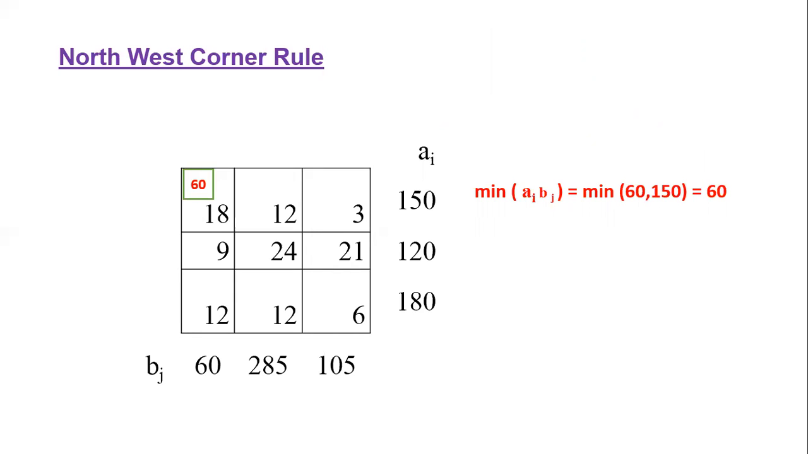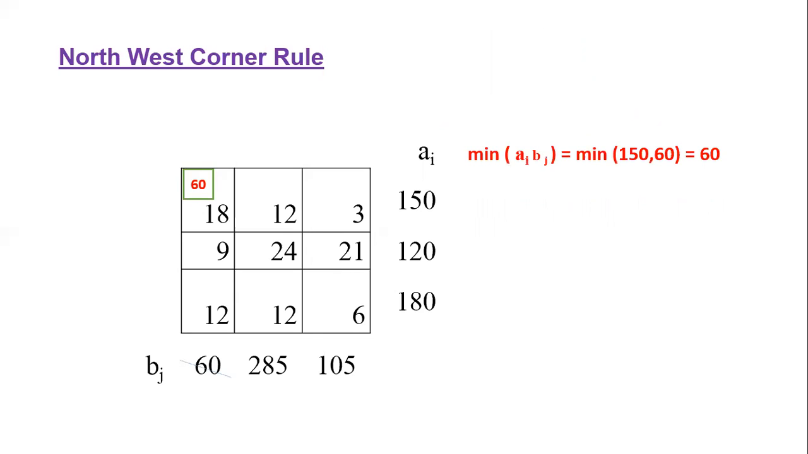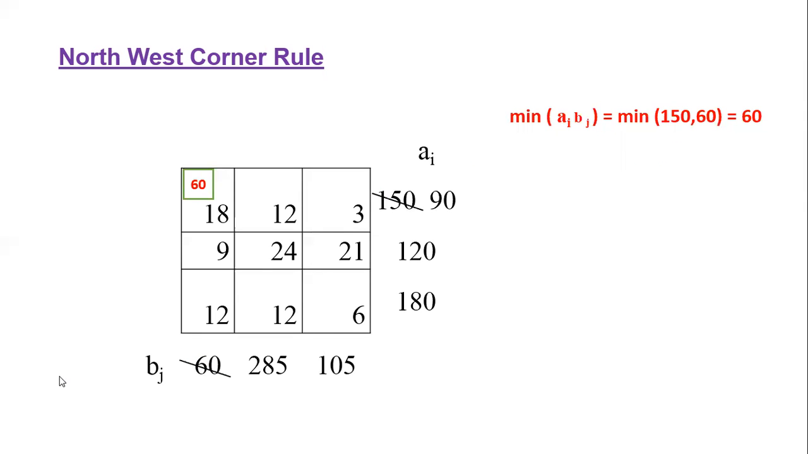Next, 60 minus 60, because 60 is allocated. So 60 minus 60 is a nil balance. And next 150 minus 60, balance is 90. Whichever has a nil balance, a zero balance, you have to strike out that supply or demand. Here the demand has a nil balance, so you have to strike out that column. Again you have to allocate only the northwest corner.